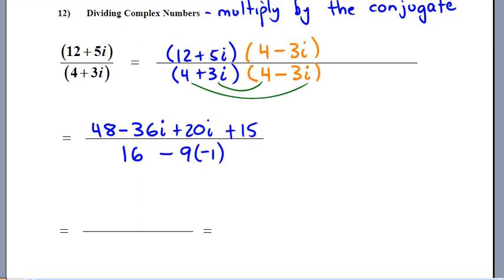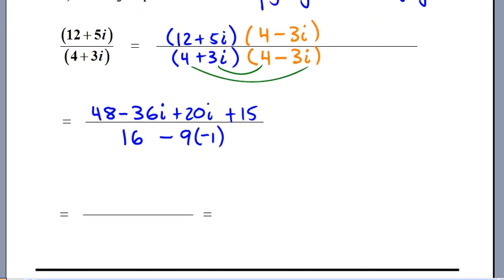So tidying this up, upstairs we've got a 48 and a 15. We've got 63 for the real part. And then minus 16i. But downstairs, oh, it's beautiful. It's nice and clean. Nothing complex about it. Just a 25.